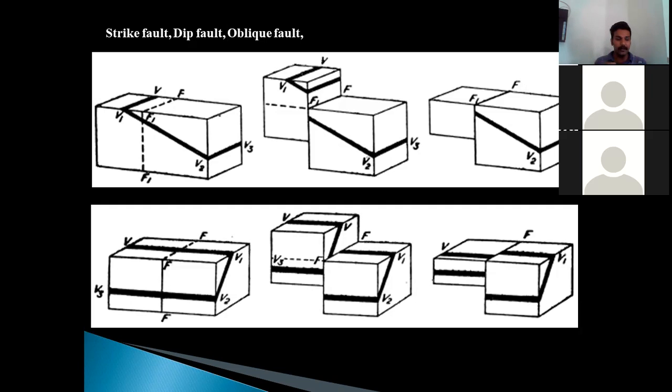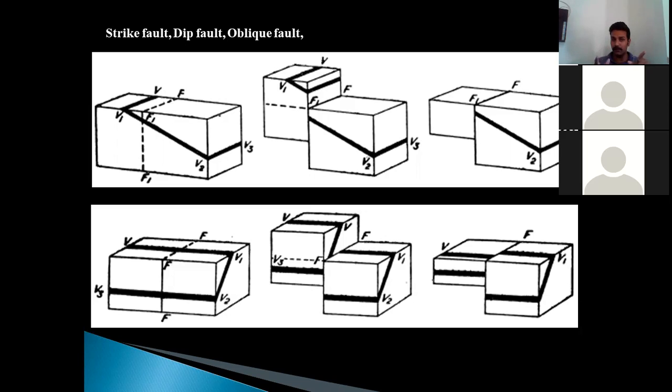So you must be very clear that in genetic classification, when we discussed strike slip and dip slip, we were more interested in the slip with respect to the strike and the dip of the fault plane. But in geometric classification, we are more concerned with the strike and the dip of the bed. And if your fault plane is parallel to the strike of the bed, it will be a strike fault.